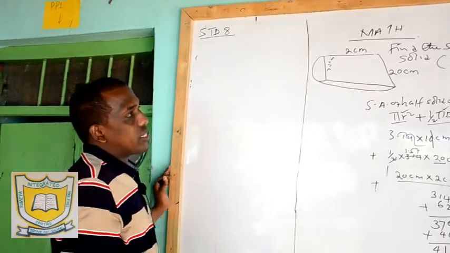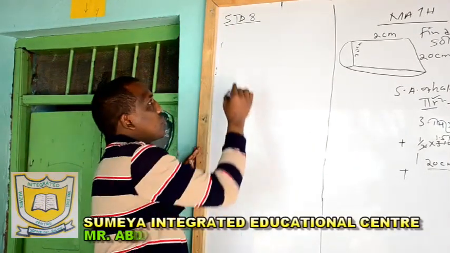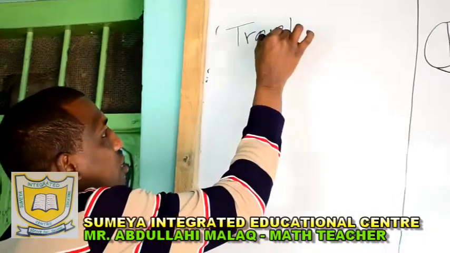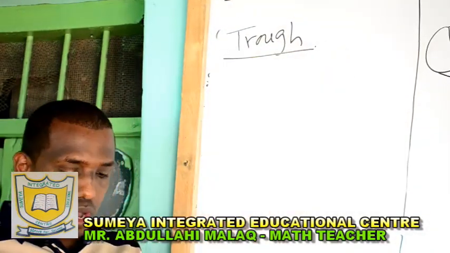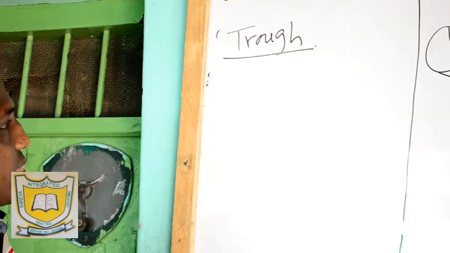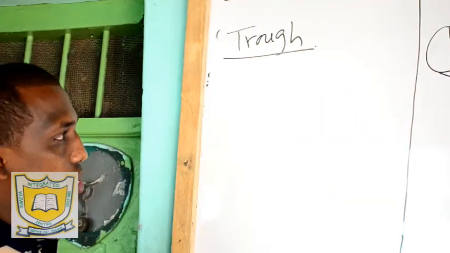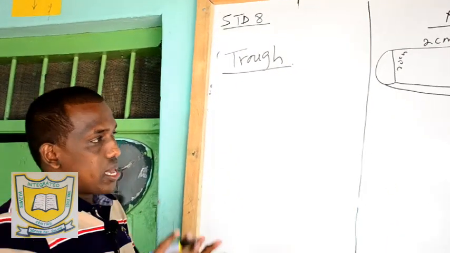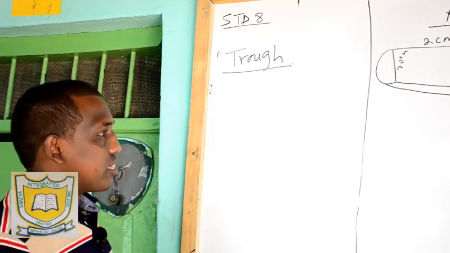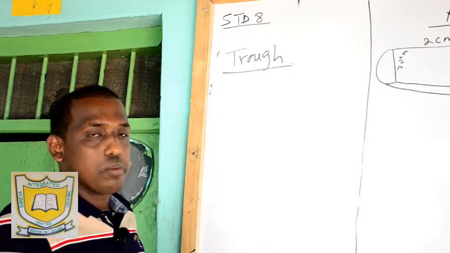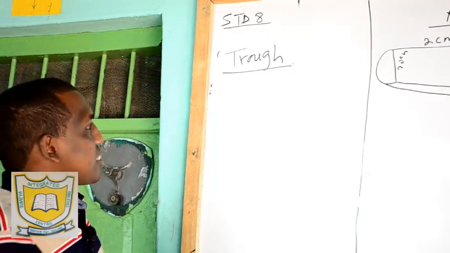After doing that, we go now to what is called a trough. A trough is also called a hollow. It resembles this one, but they are a bit different. The formula is a bit different, but the procedure is the same. There's only a minor difference between them. So now let us get the surface area of the trough.